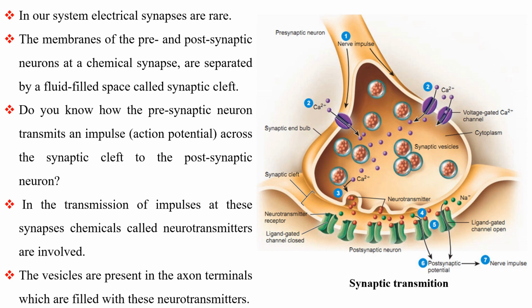The membranes of the pre- and post-synaptic neurons at a chemical synapse are separated by a fluid-filled space called synaptic cleft. Do you know how the presynaptic neuron transmits an impulse across the synaptic cleft to the postsynaptic neuron? In the transmission of impulses at these synapses, chemicals called neurotransmitters are involved. The vesicles present in the axon terminals are filled with these neurotransmitters.